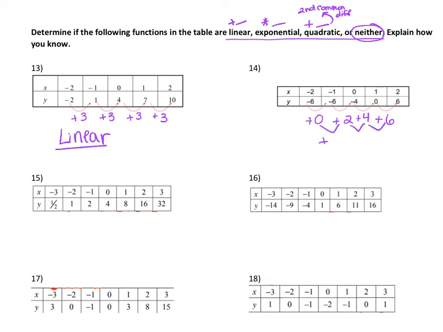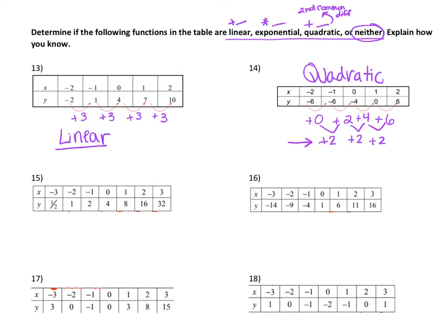So 0 to 2 is plus 2. 2 to 4 is plus 2. 4 to 6 is plus 2. So when it's that second row of adding, that's how I know number 14 is quadratic. I know that's a little bit weird. We're always looking for that, again, we call it that second common difference. It's that second row we're adding is the same.